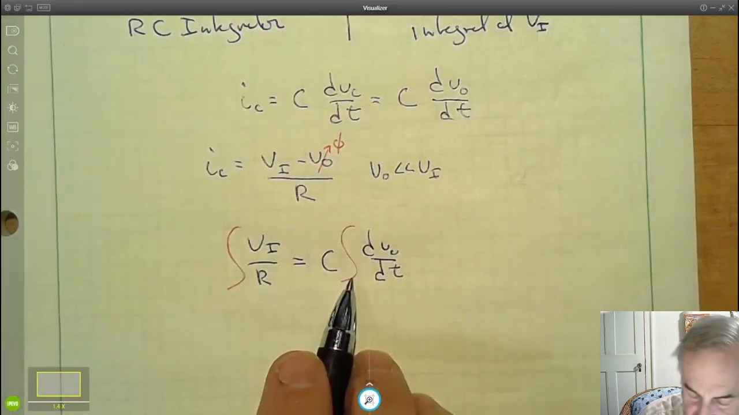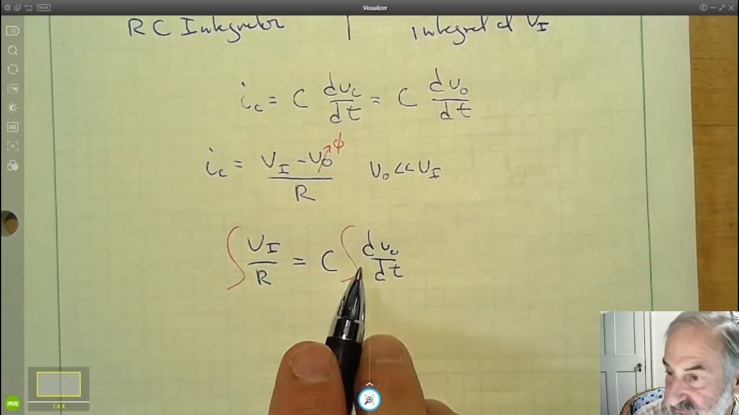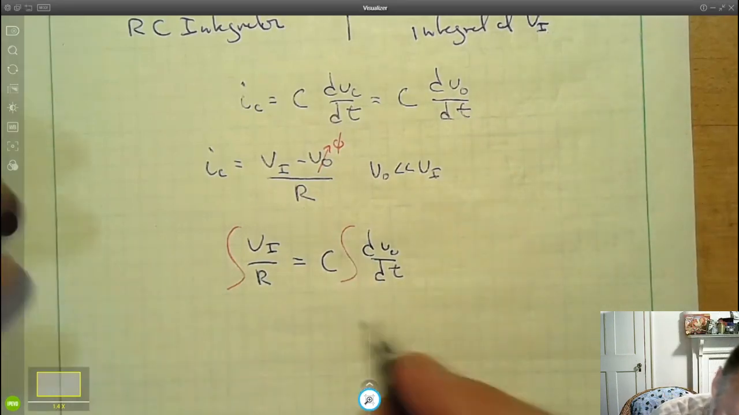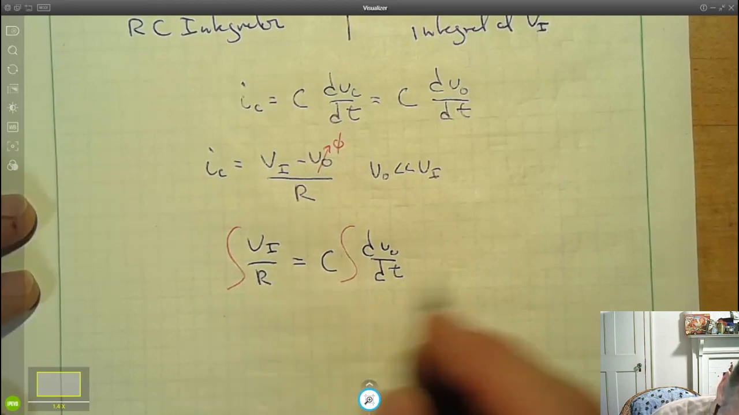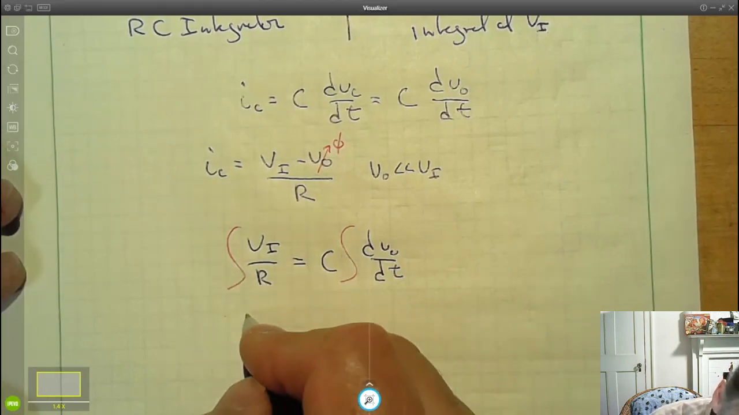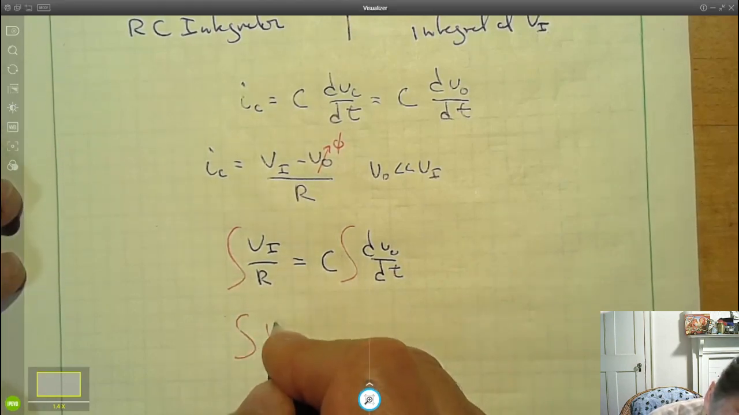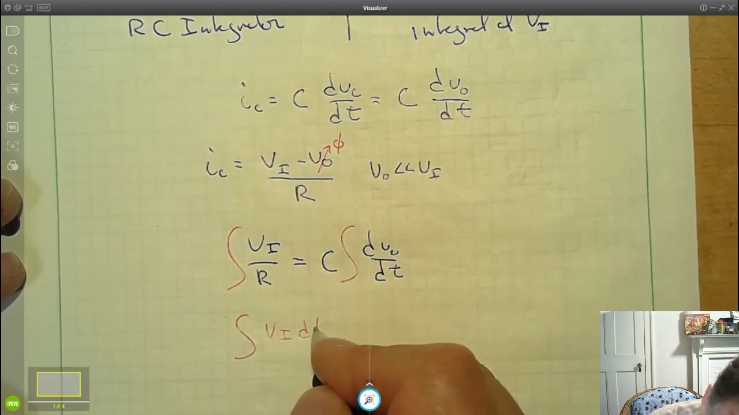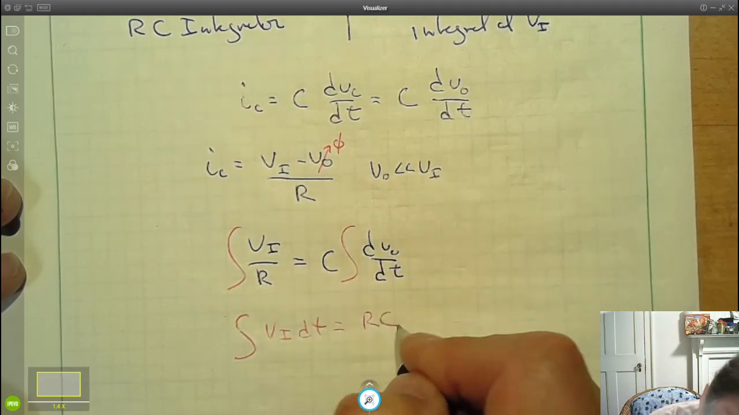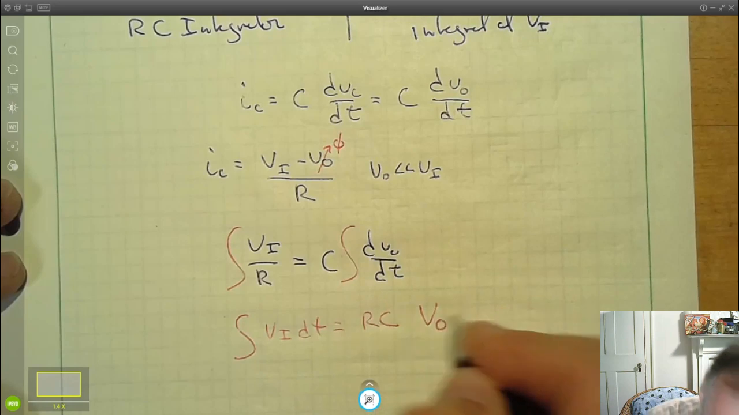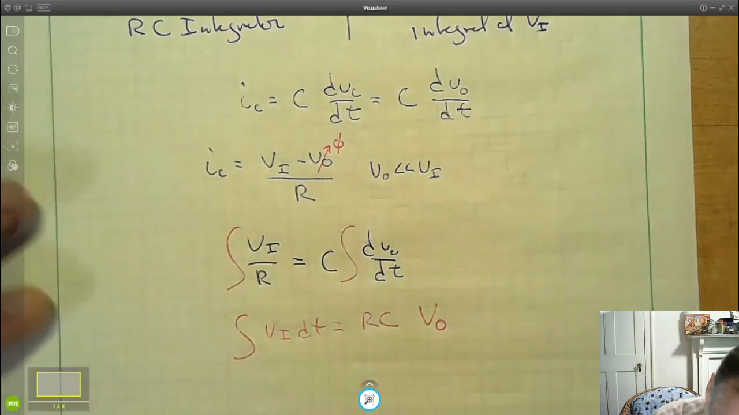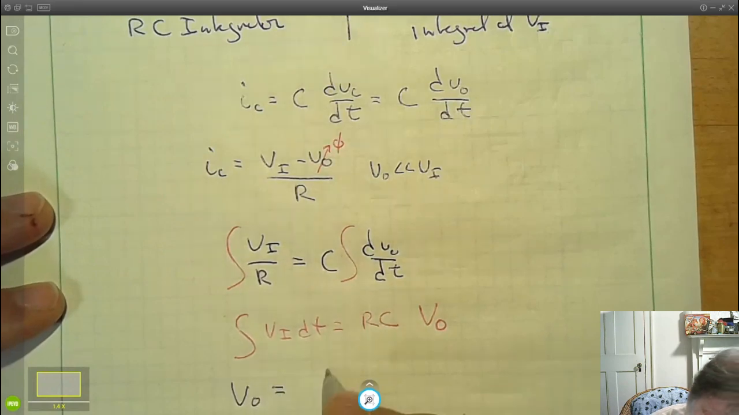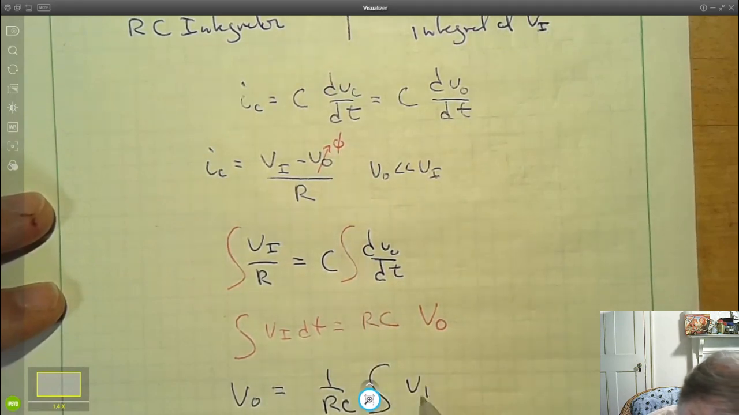Notice I don't have to put the C inside the integral because it's a fixed value. And in fact, I end up with the integral of V in dt is equal to RC times V out, because the integral of dV out dt is V out. And collecting terms, I end up with V out is equal to 1 over RC times the integral of V in dt.